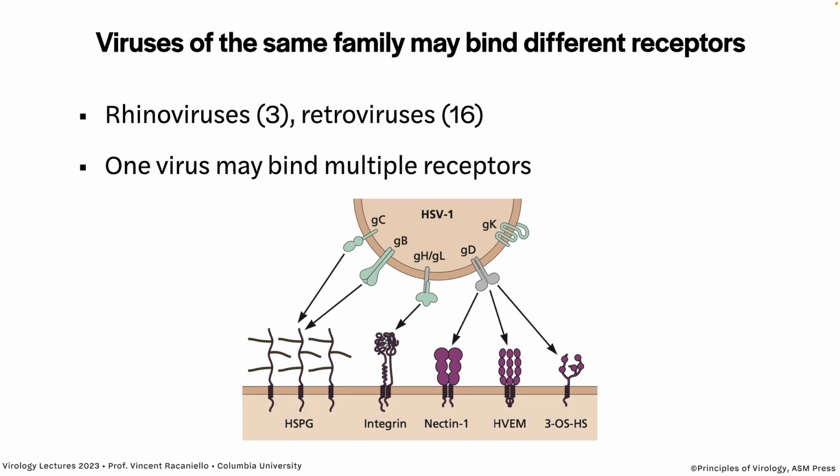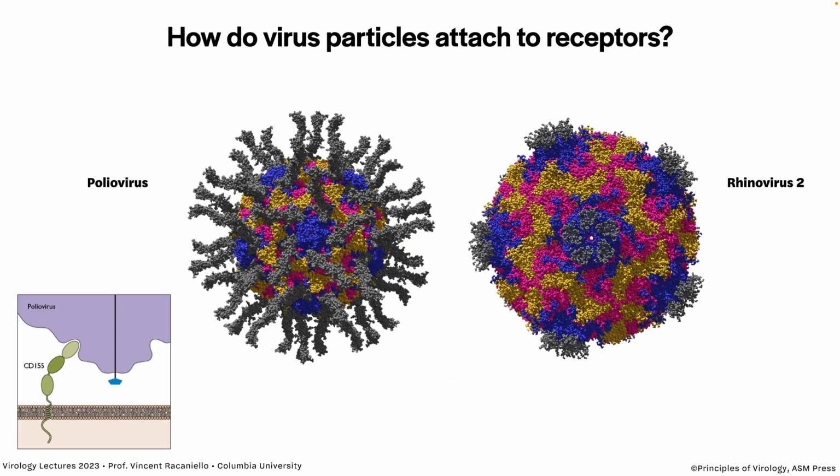Here's a herpes virus, herpes simplex 1, has 1, 2, 3, 4, 5, at least 5 glycoproteins in its membrane, and they all bind different receptors on the cell. And you may say, what's the function of that? What's the function of a virus binding to so many receptors? It gives it the ability to infect different tissues and cell types. And we'll see that when we talk about these viruses in a little more detail. All right, so that's an overview of virus receptors. Now let's talk about how virus particles attach to them.